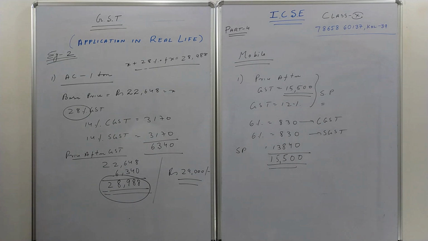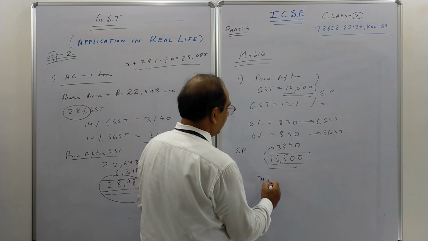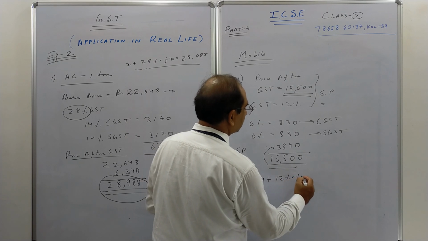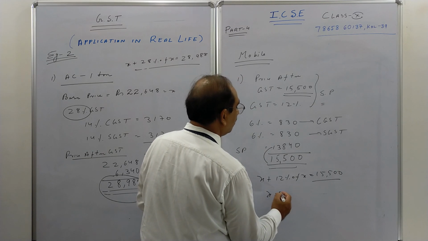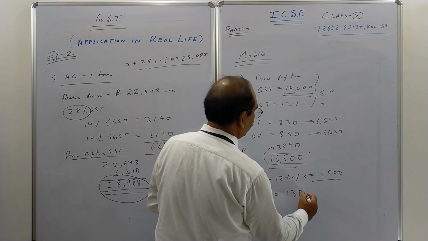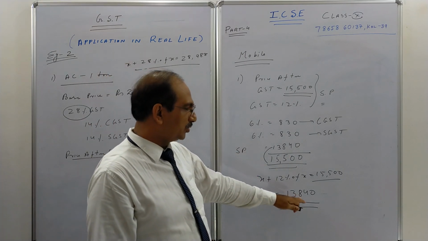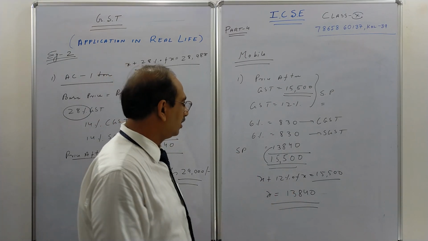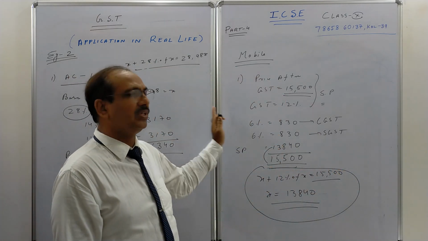This is how it goes, children, and you should see the receipt when they give it to you and try to learn. In the same way, this question you could have done: let the base price be X. X plus 12% of X is equal to 15,500. And if you solve, you will get 13,840. I've calculated. So this is how we do it by the traditional method in the exam, and this is what ICSE gives as a question, children.